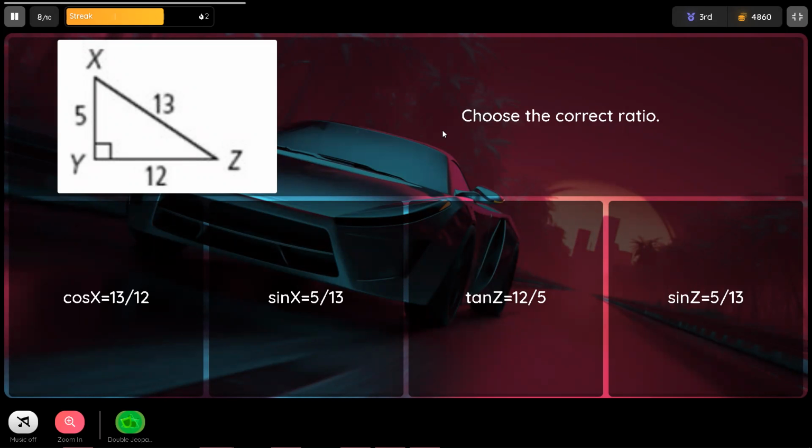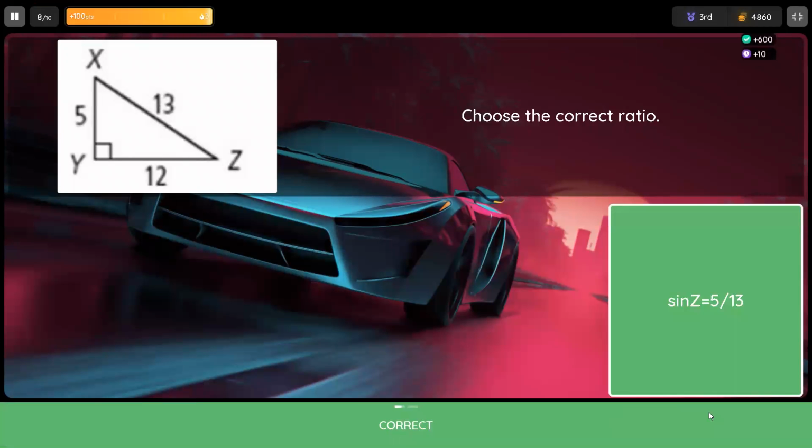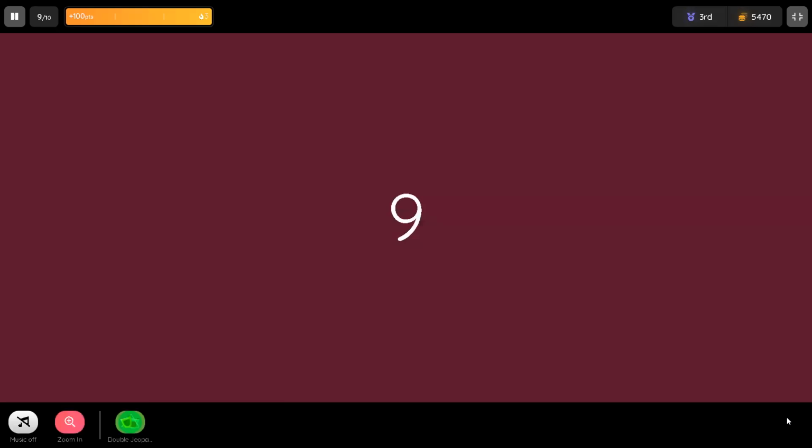Okay, here now, cosine of x. Is it 13 over 12? Sine of x is 5 over 13? Tan of z, is it 5 over 12? Or sine of z, 5 over 13? Which one? Sine of z. Oh, okay.